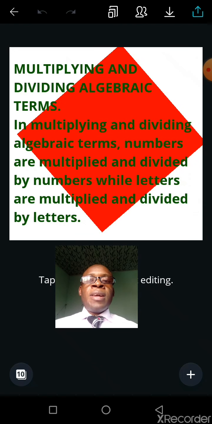Now we look at multiplying and dividing algebraic terms. In multiplying and dividing algebraic terms, numbers are multiplied and divided by numbers, while letters are multiplied and divided by letters. What this implies is that you multiply numbers with numbers or divide numbers with numbers. And when it comes to letters, you multiply letters with letters and divide letters with letters.